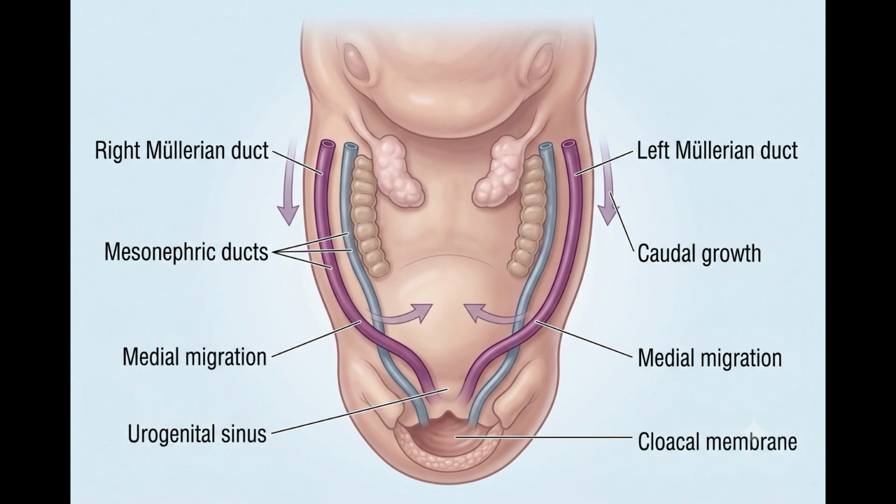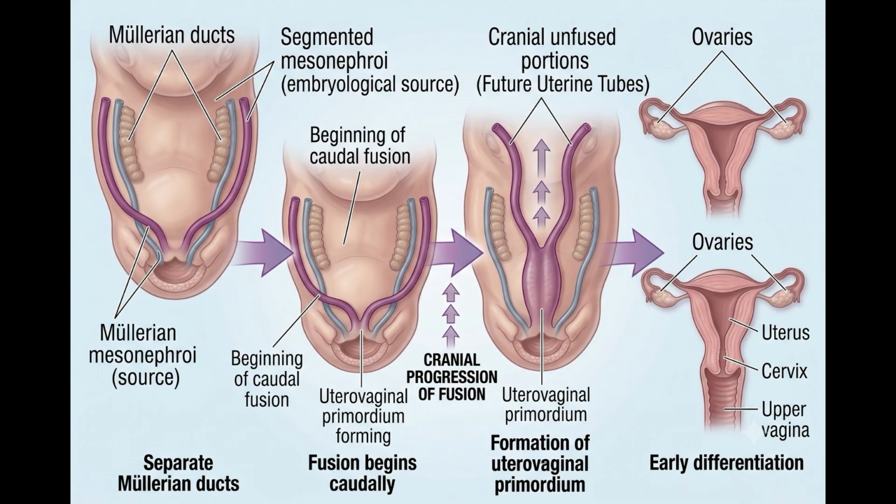The next group of congenital anomalies results from failure of Müllerian duct fusion. In the previous module, we learned that the two Müllerian ducts initially develop as separate structures. As they descend into the pelvis, they gradually move toward each other. Their caudal portions then fuse in the midline to form the uterovaginal primordium, which later develops into the uterus, cervix, and upper vagina. This fusion normally begins near the caudal end of the ducts and progresses upward.